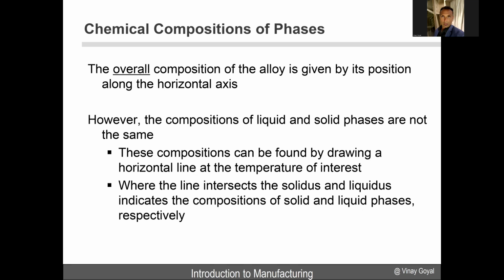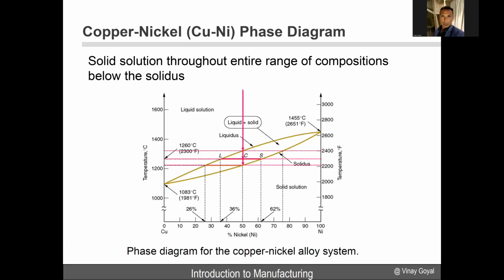We'll look at examples. So here is a phase diagram of a copper-nickel alloy system. On the x-axis, what you see here is the percentage of nickel.